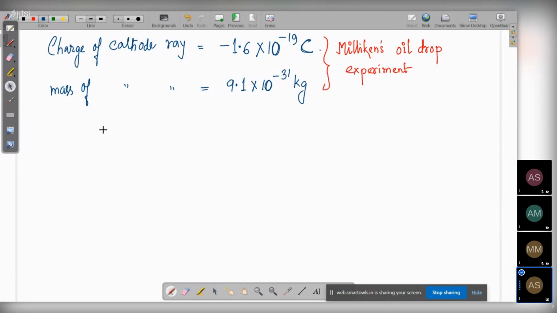So that means if we do the ratio, that is E by M ratio, is going to be minus 1.76 into 10 to the power of 8 coulomb per gram. So this is the E by M ratio.